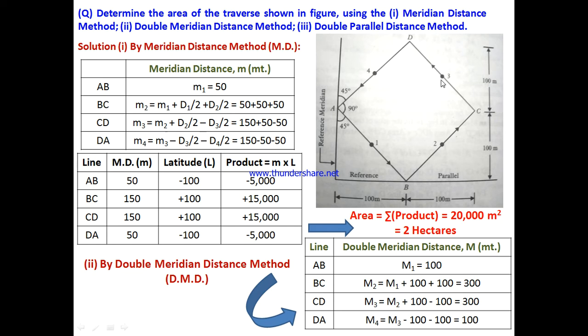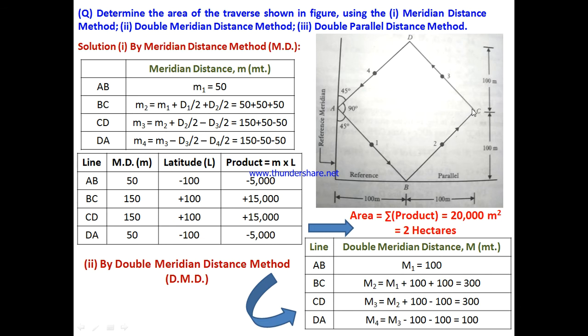So how to calculate? We know the value up to 2, which is equal to M2. Okay, so we know it is equal to 150. Now again we have to move to point C from 2, so it will be plus 50, or we can say plus D2 by 2. So here it will be equal to 50.